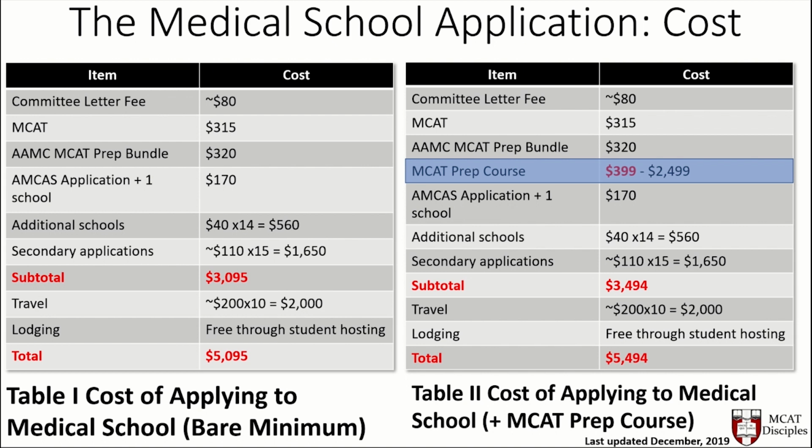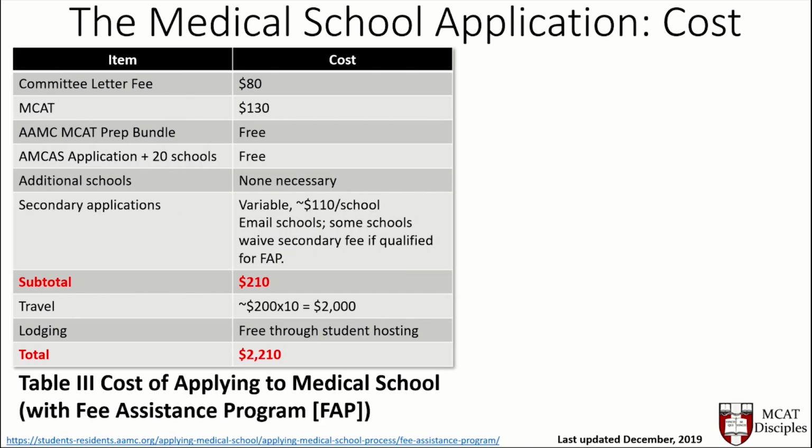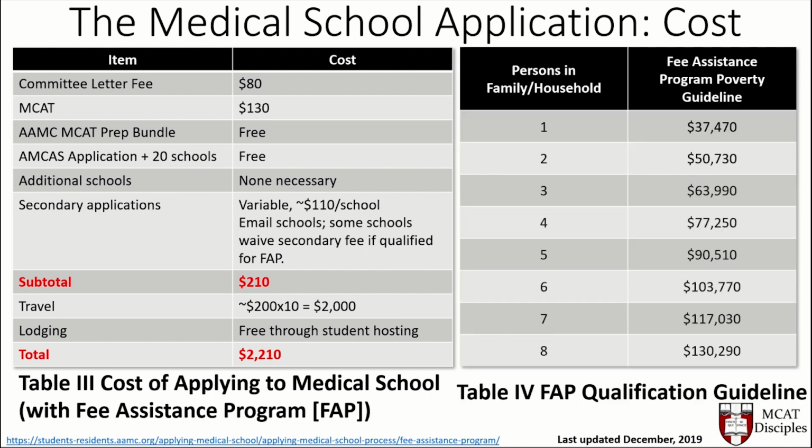For all you parents shaking in your boots right now, I hope the next slide can alleviate some of your distress. Through the Fee Assistance Program from the AAMC, you can bring your subtotal down to $210, albeit you will still have to pay for travel. The criteria for qualifying for the Fee Assistance Program is to the right. And as an example, for a 4-person household, you have to make less than $77,250 a year to qualify for this Fee Assistance Program.